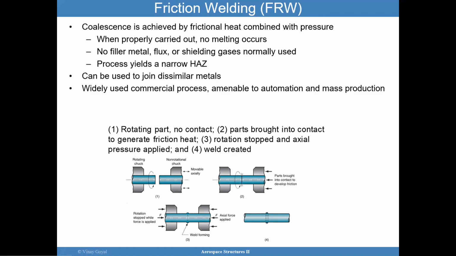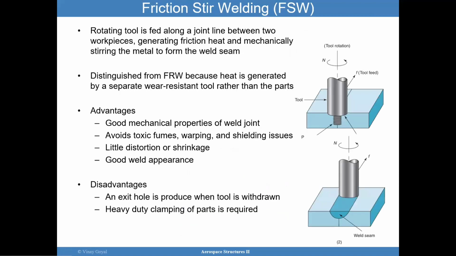It can be used to join dissimilar materials. This is widely used in commercial processes, in automation, and mass production. The one point I want to make is this is used mostly on shafts that can rotate.